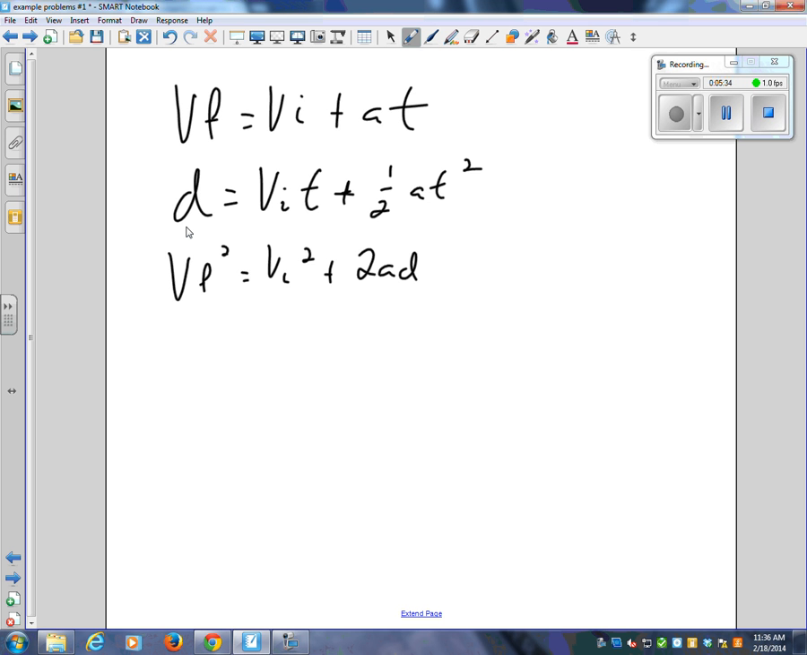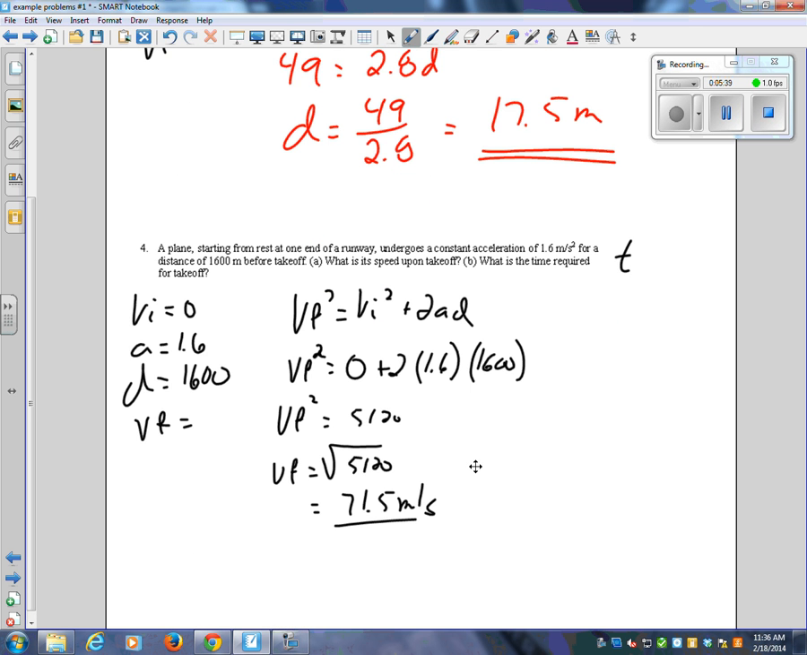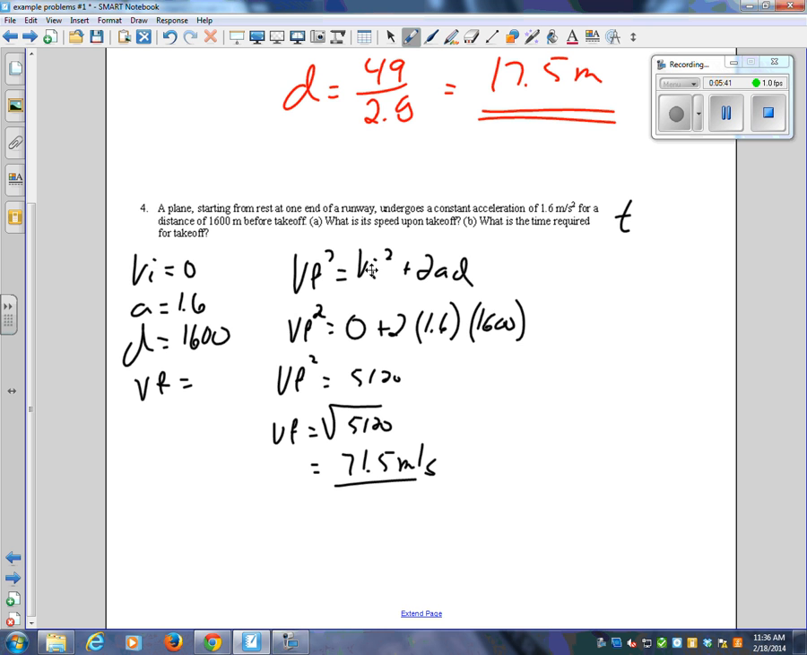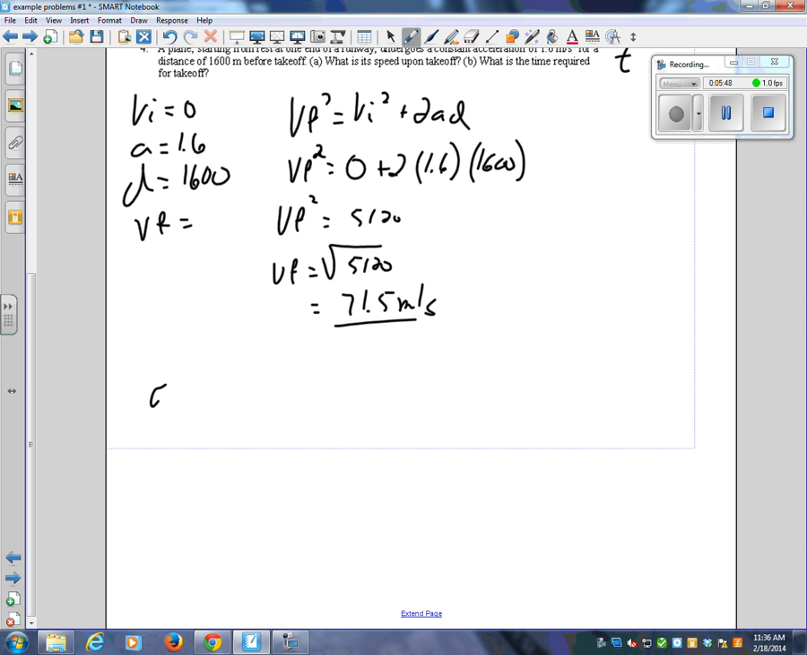And I'd like to show this one because it's got that square in there. I want to just remind people how that works. So I'm going to use that one, if that's okay. I don't quite have enough room on the left there, so I'm going to make it a bit longer. So I'm going to go with d equals VIT plus 1/2 AT squared.